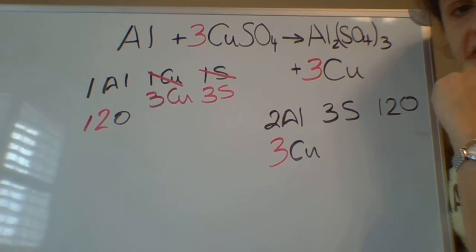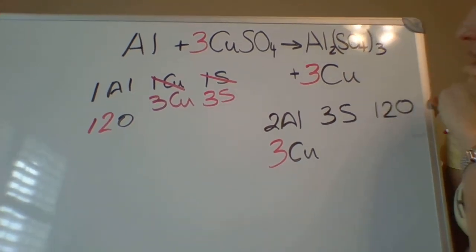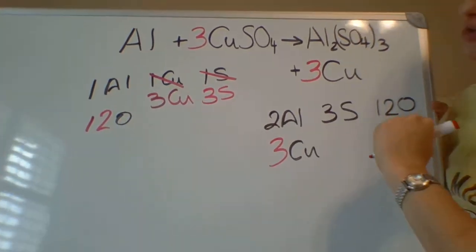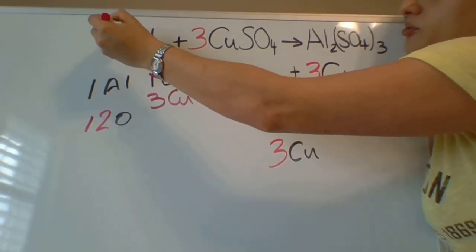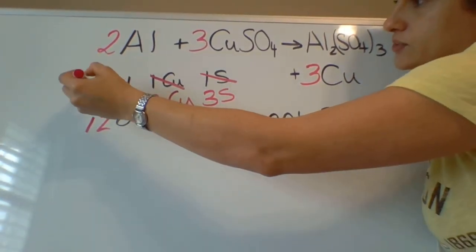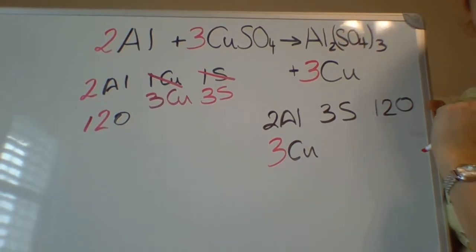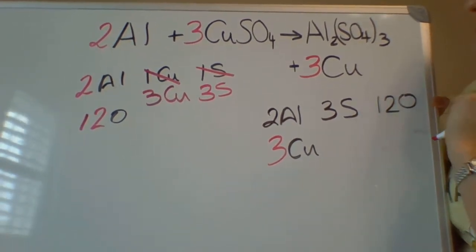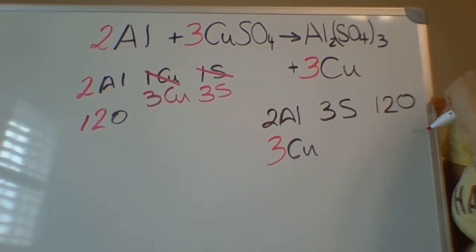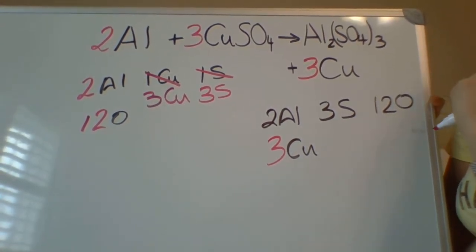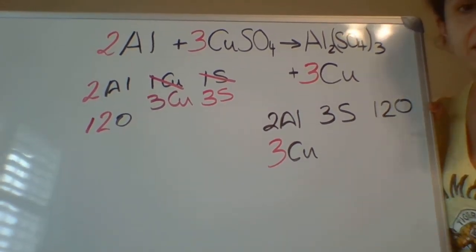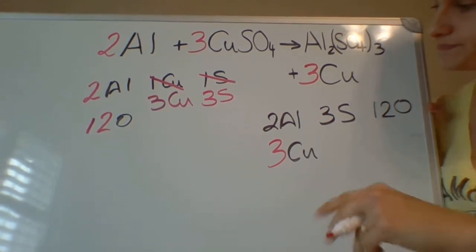Is our aluminum balanced? We have 2 and we have 1. So we have to put 2 before the aluminum here, and that would change this to 2 aluminum. Okay, so now our aluminums are balanced, our coppers are balanced, our sulfur is balanced, and look at that, our oxygen is balanced automatically. We don't even have to worry about our oxygen. Great, we have now balanced our equation.